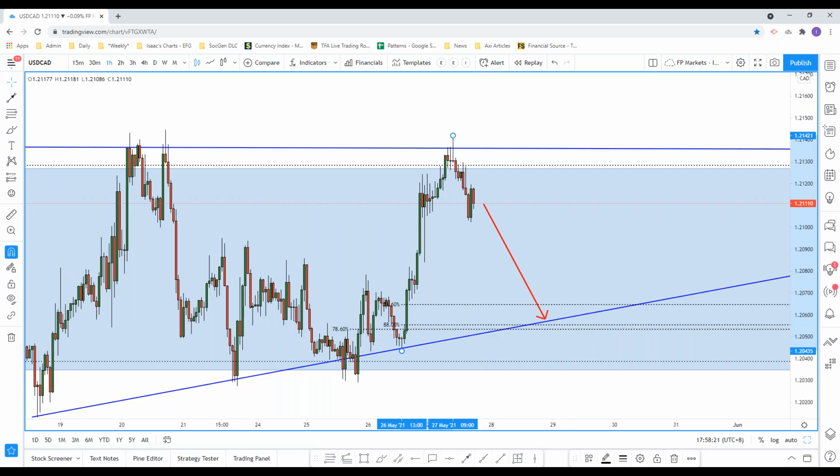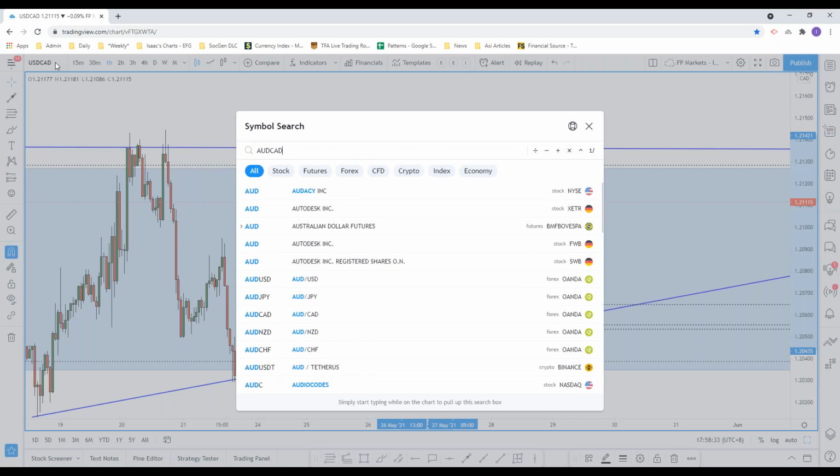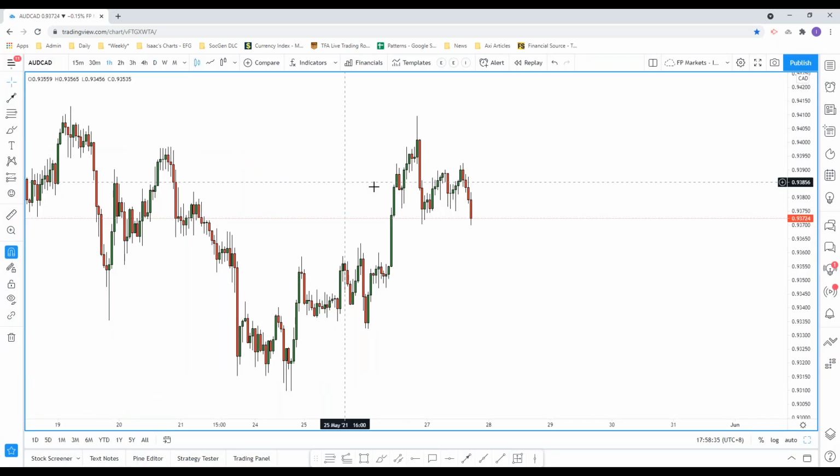Okay, so Travis, I hope that answers your question. I hope this also helps you guys to understand Fibonacci confluence level. All right, so let's go on to Daniel's request, which is Aussie CAD. Let's look at Aussie CAD.